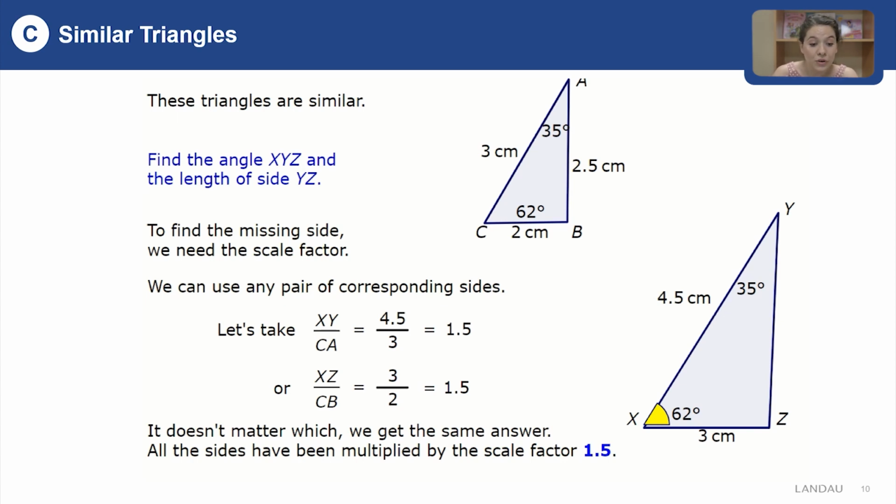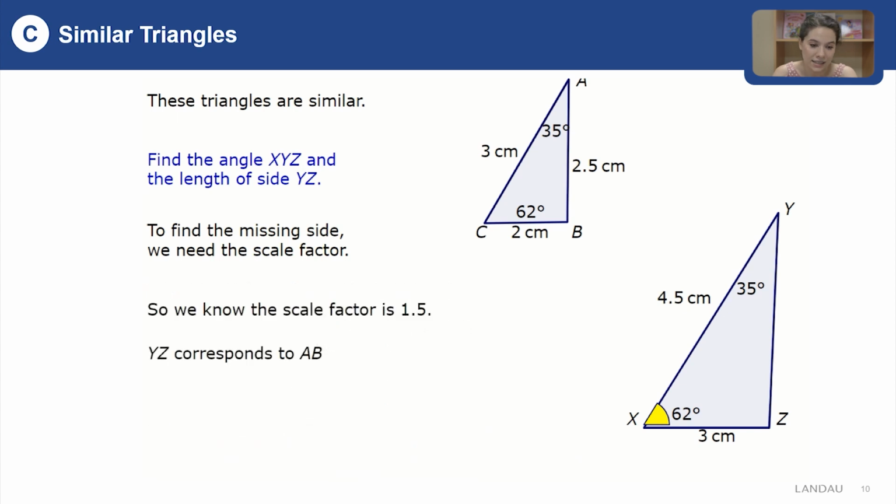So we are required to find the missing lengths. Since we have a scale factor 1.5 and the corresponding side, YZ to AB, we have to multiply AB, which is the known part, 2.5, by the scale factor, which is 1.5. And the answer will be 3.75. So the missing side, YZ, will be equal to 3.75 centimeters.